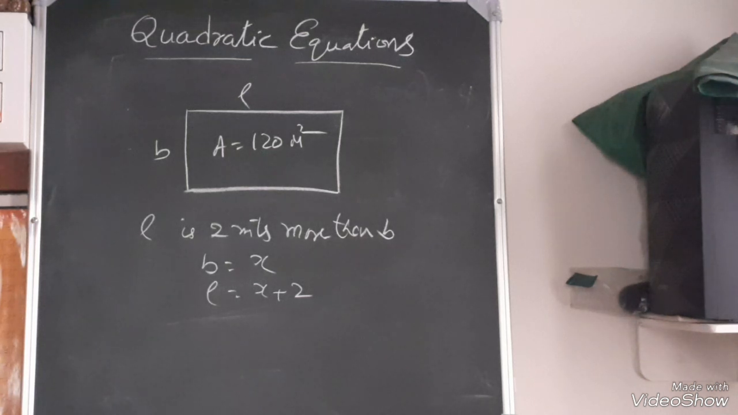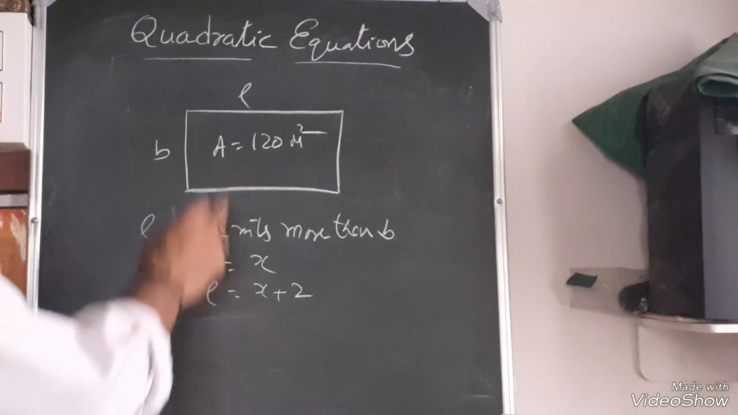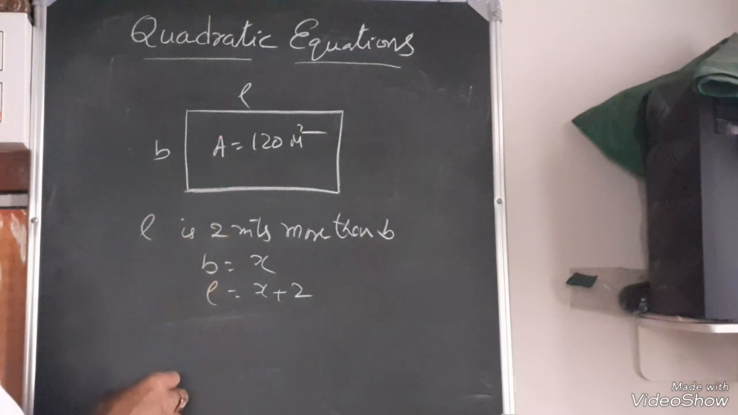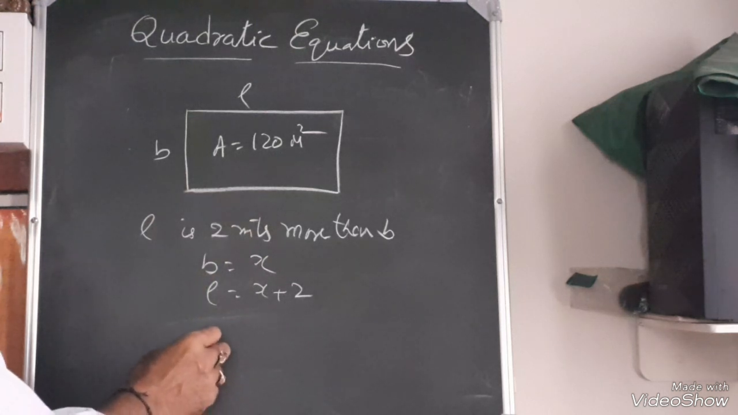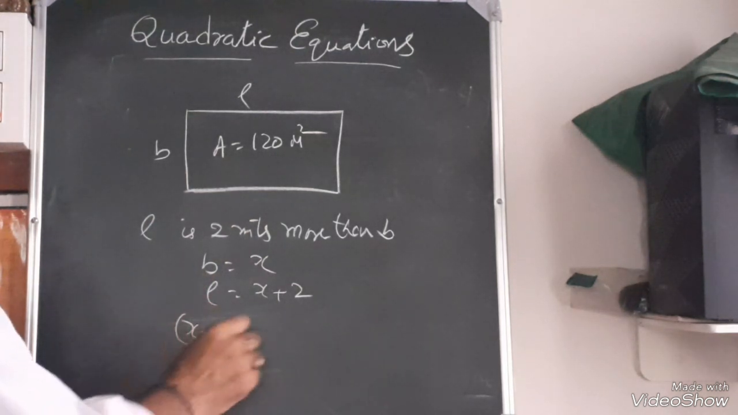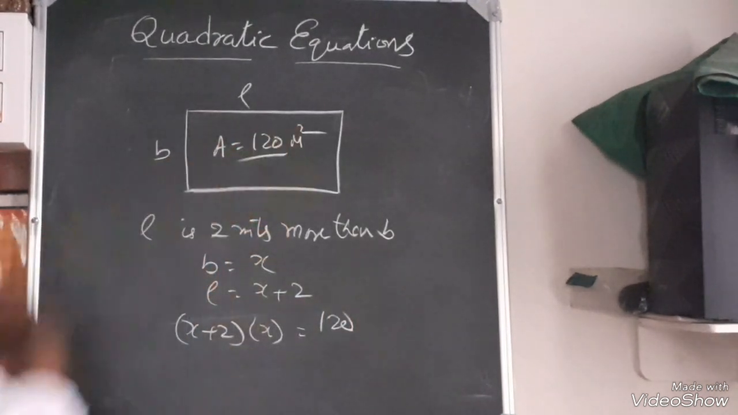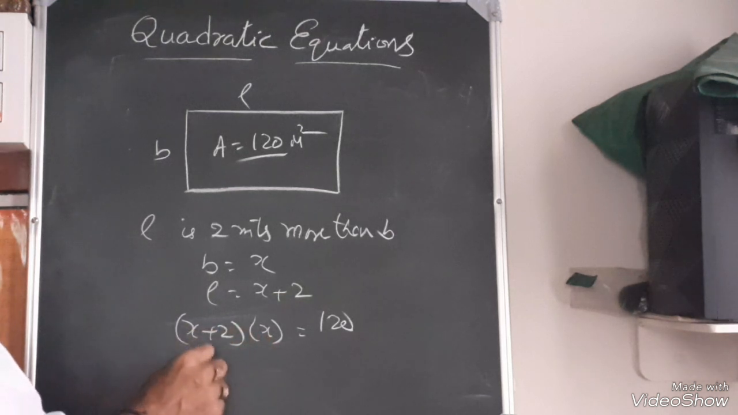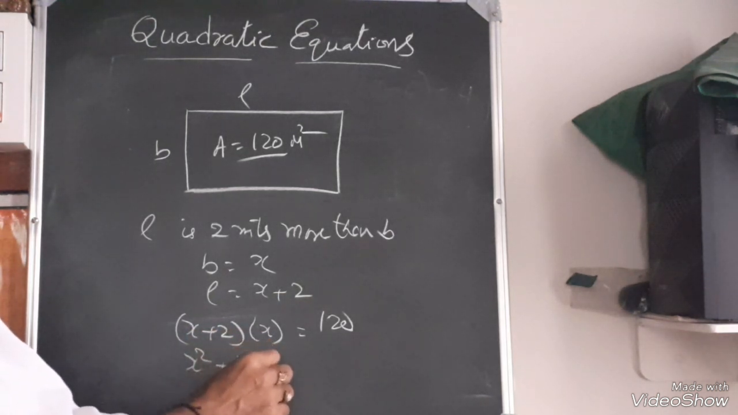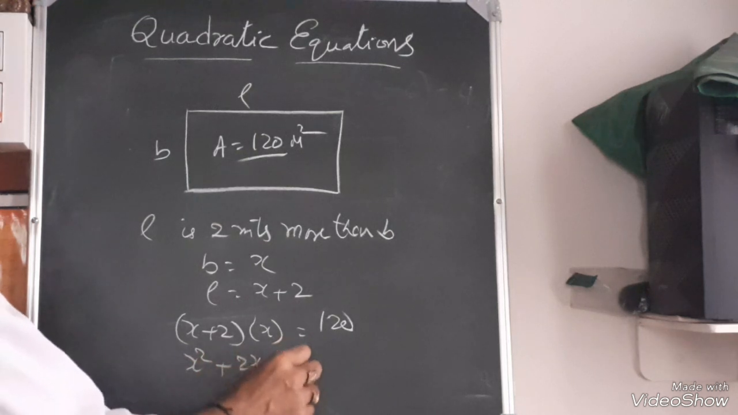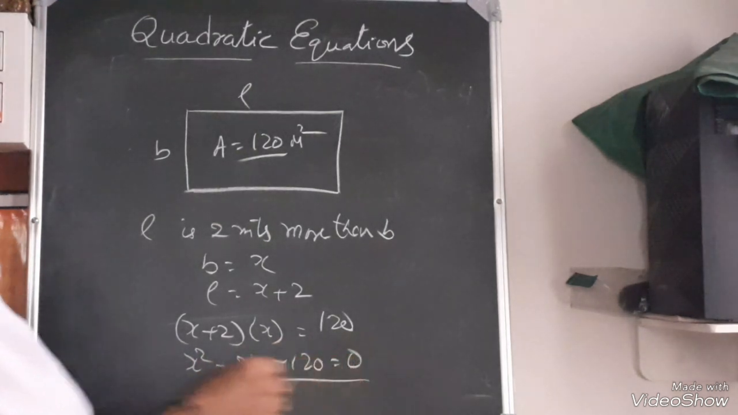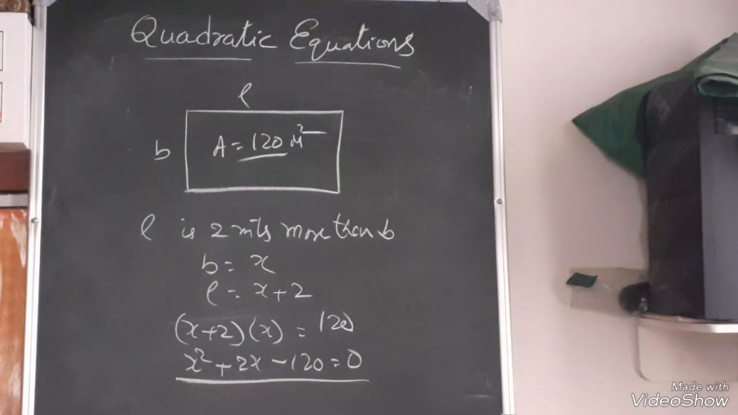Then we can generate a quadratic equation to find length and breadth. We know the formula to find the area of a rectangle, length into breadth. Length x plus 2 into breadth x equal to 120. It is given area. So x into x, x square plus 2x equal to 120, write this side minus 120. So we get a quadratic equation. Now let us see how you can find the solution of a quadratic equation.